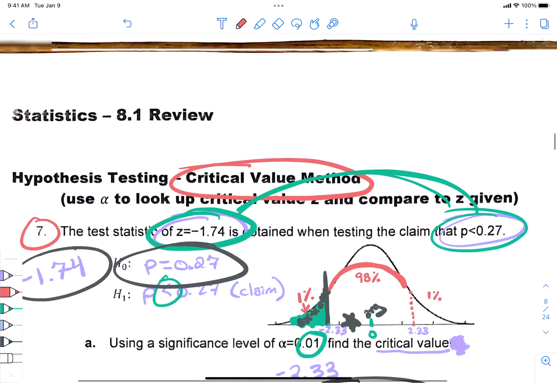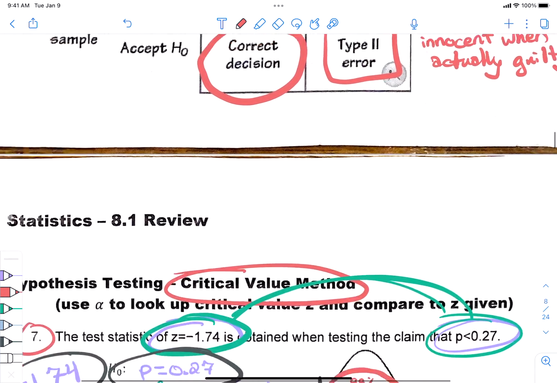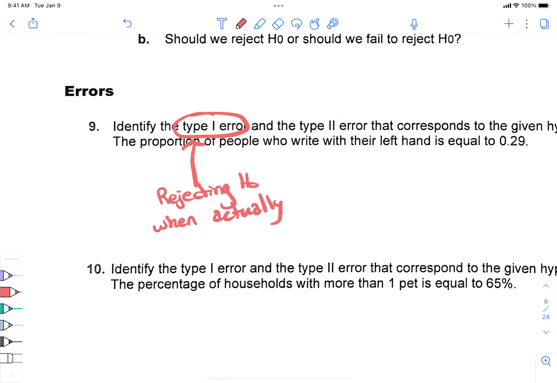Type 1 error was rejecting the null hypothesis when it's actually true. So, rejecting H naught when actually true. Okay, that's what a type 1 error looks like.